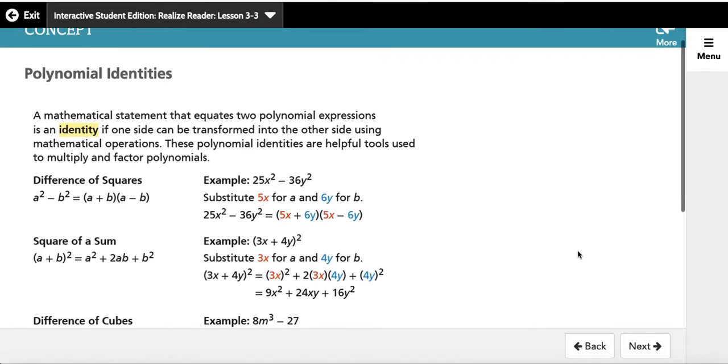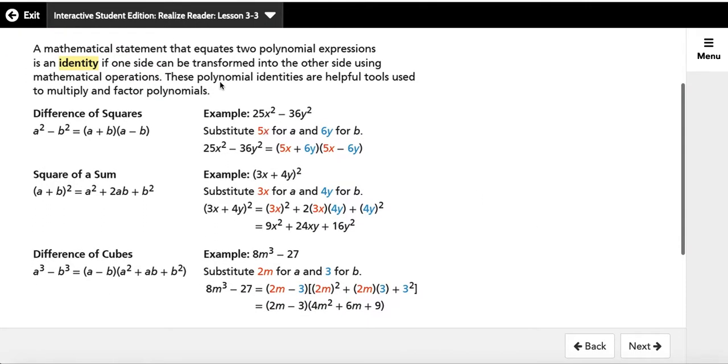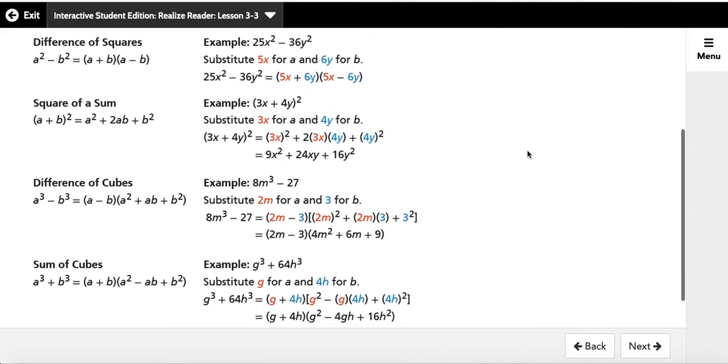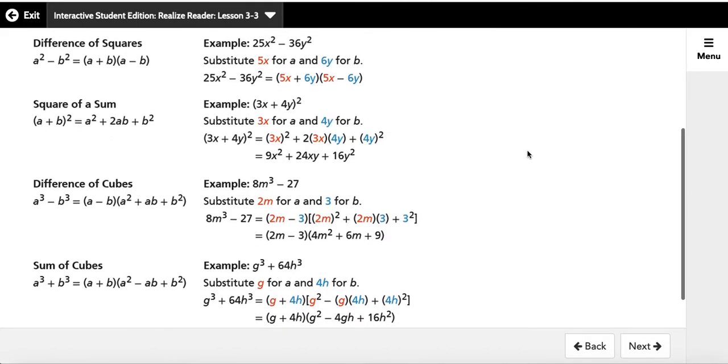First, we have all these polynomial identities. A mathematical statement that equates two polynomial expressions is an identity if one side can be transformed into the other side using mathematical operations. These polynomial identities are helpful tools used to multiply and factor polynomials. So these are things you're going to want to understand. The first section has us prove them, so your teacher may even skip this video.